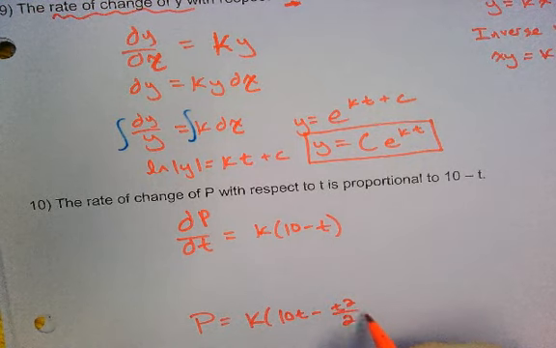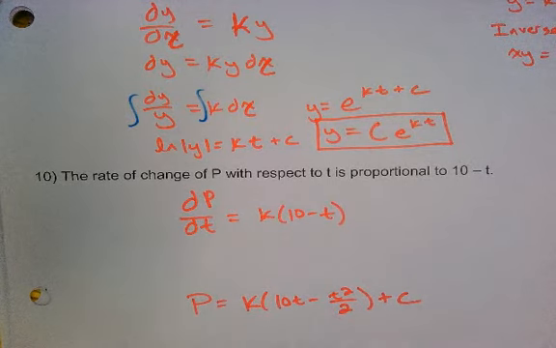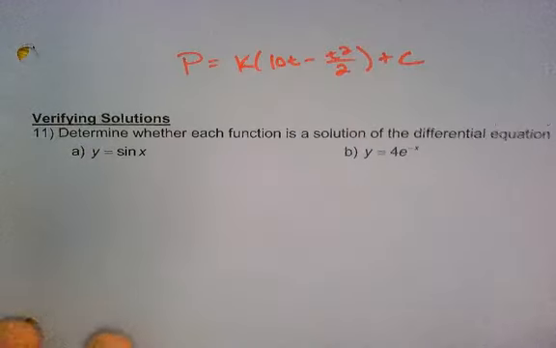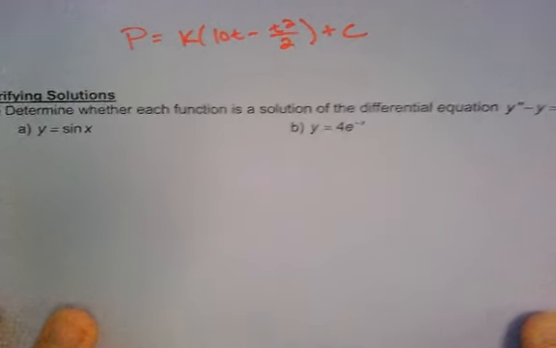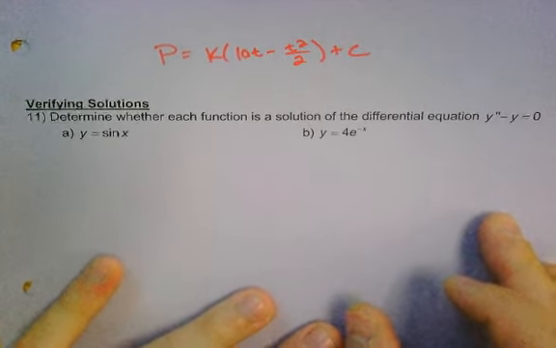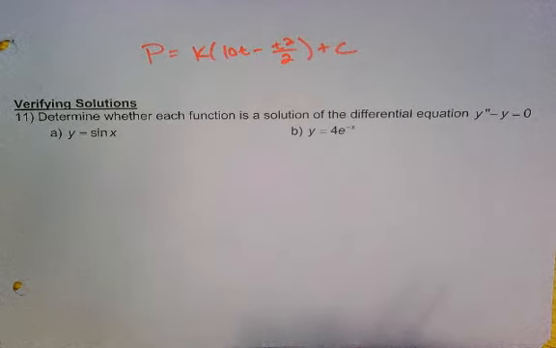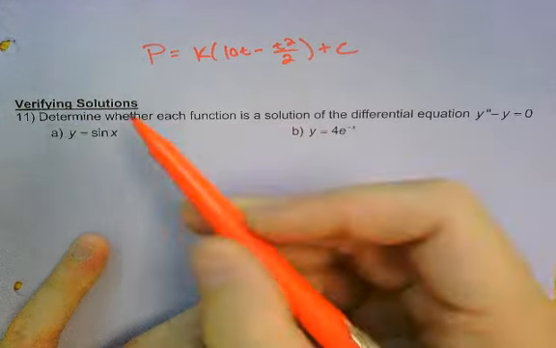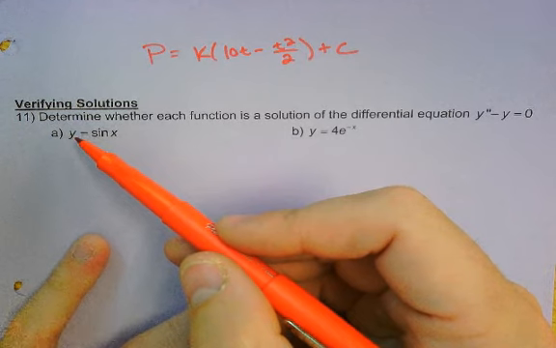And the last thing is just verifying. Super easy to do. It's rarely asked because of how easy it is. I made these tests a long time ago. To determine whether each function is a solution to the differential equation, all you're going to do is find y double prime, find y, and see if y double prime minus y equals 0. That's it. So I have y.